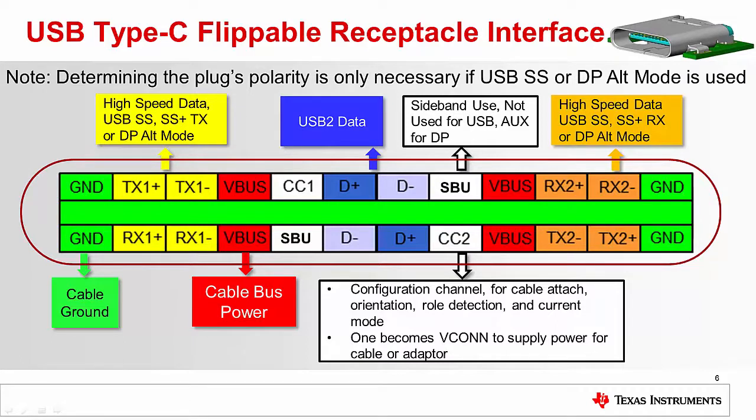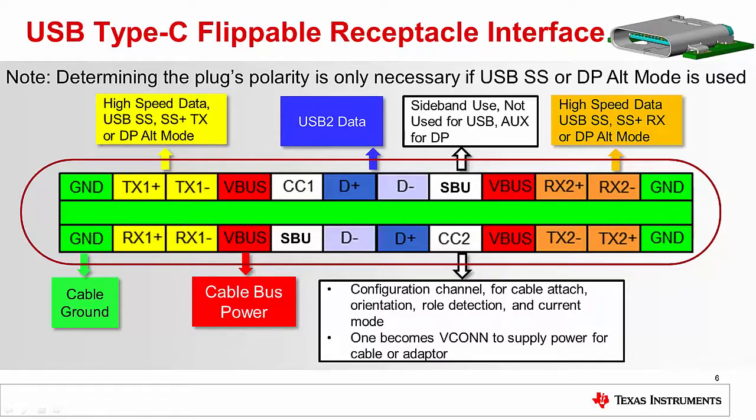Well, the first thing to note is that there are 24 connections or 24 contacts in this receptacle. There are 4 ground connections and 4 V-bus connections, so that it can carry a lot of current. These need to be able to carry up to 5 amps through this connector. So that's why you have so many V-bus and ground connections.